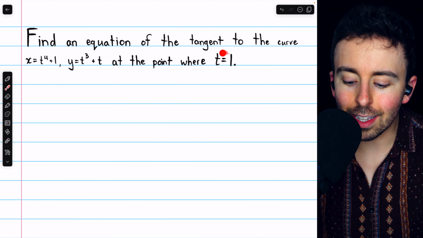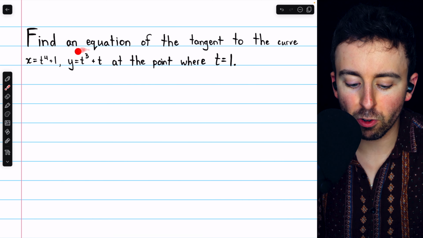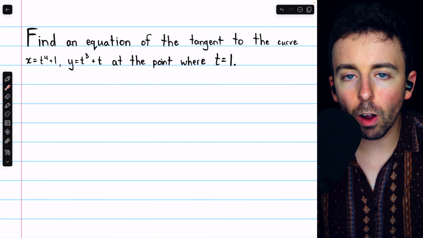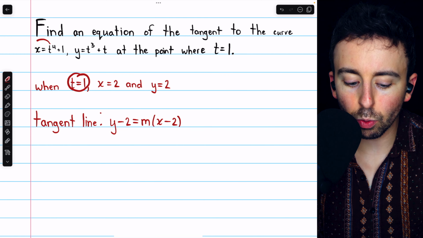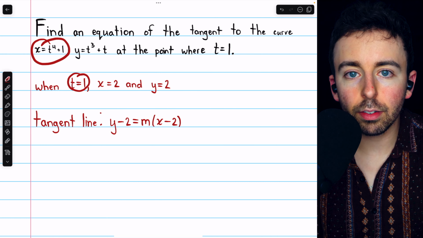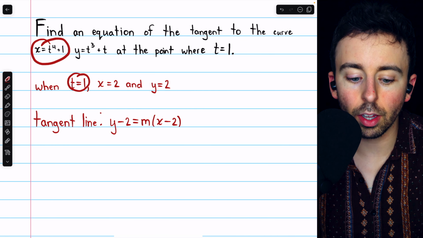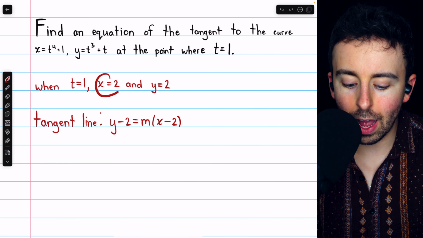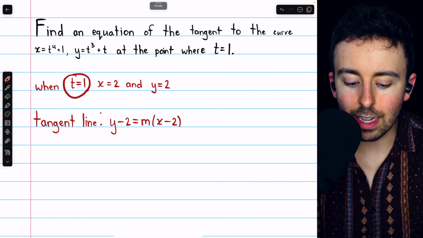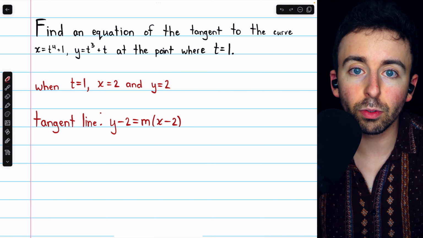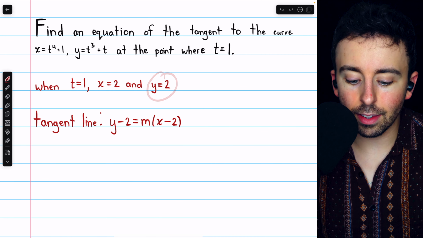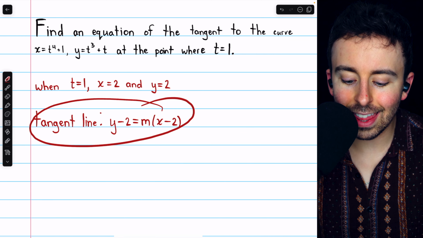So we'll plug t equals 1 into these parametric equations to see where on the curve we need that tangent line to hit. Plugging t equals 1 into the equation for x, we get that x equals 1 to the 4 plus 1, so x equals 2. Plugging t equals 1 into the equation for y, we get that y is 1 cubed plus 1, so 2. Hence, our tangent line must look like this.